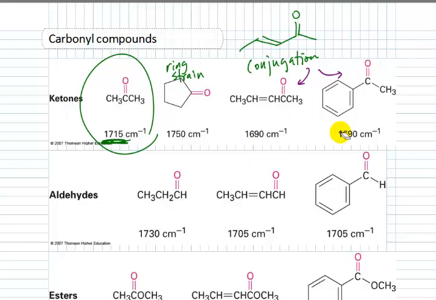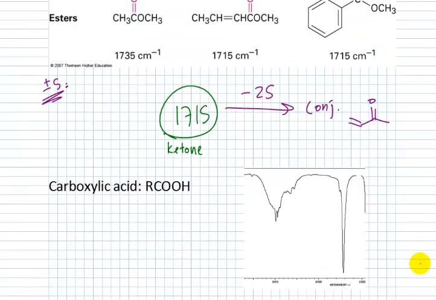Moving to aldehydes, we tighten the bond up a little bit by a pretty predictable amount. Again, I'm going to add about 15 to that. Here's a regular aldehyde. Here's a conjugated aldehyde. Notice we added 15. So plus 15 for an aldehyde.